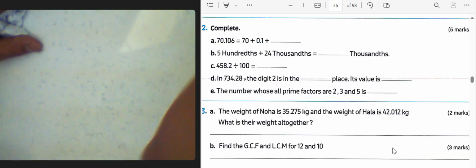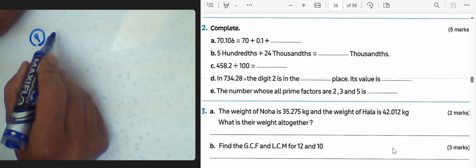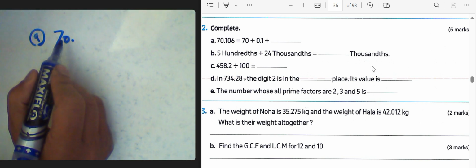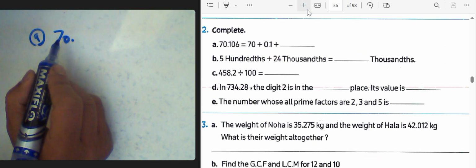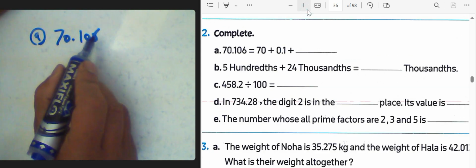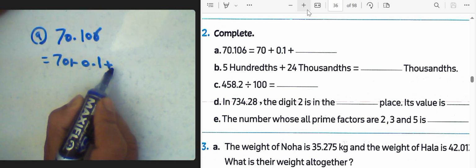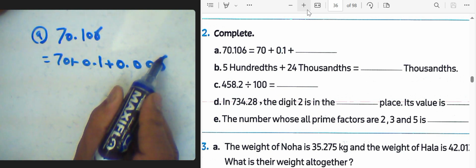Next question number 2, complete. Letter E. We have 70 and 106 equals 70 plus 0.1, 0.00 and 6.